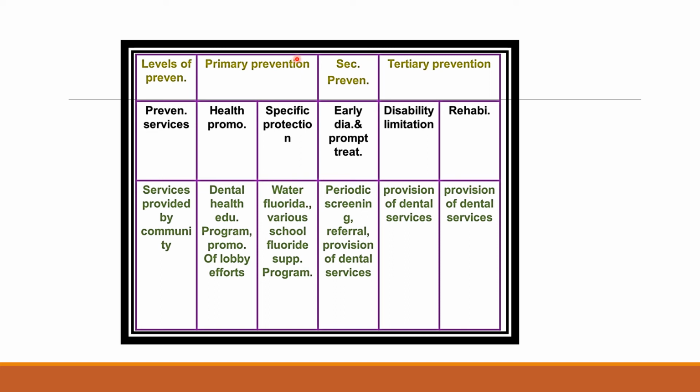So under primary prevention, that is health promotion, dental health education programs, and lobby efforts. In specific protection, water fluoridation, fluoride supplement programs in schools. In the secondary prevention, early diagnosis like periodic screening, referral, provision of dental services. This is services provided by the community.